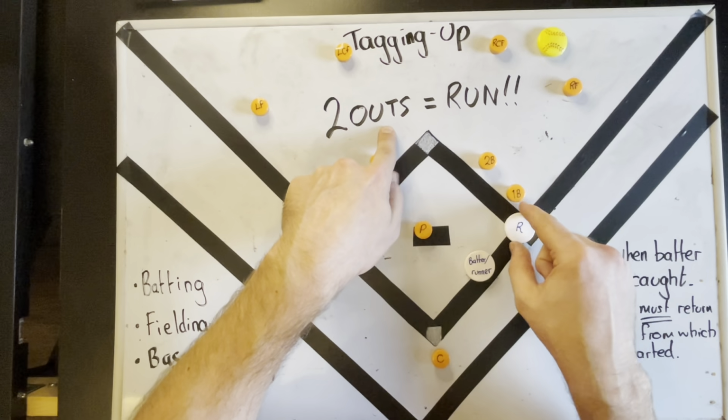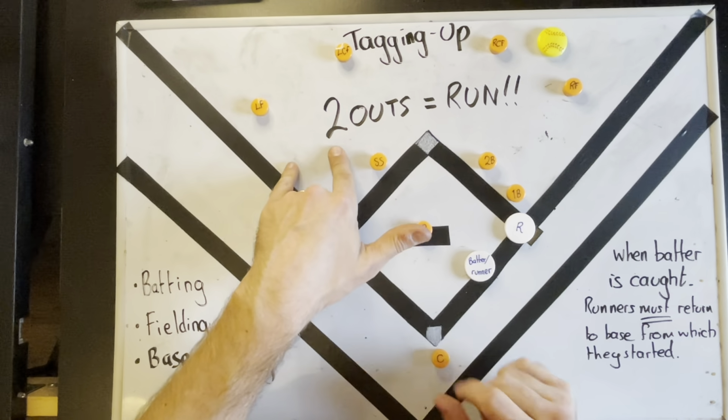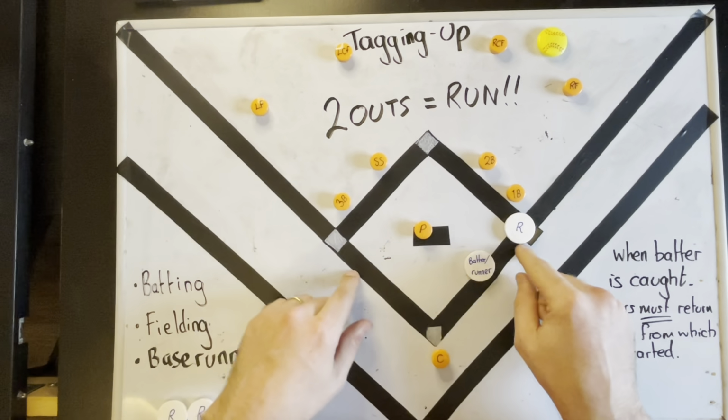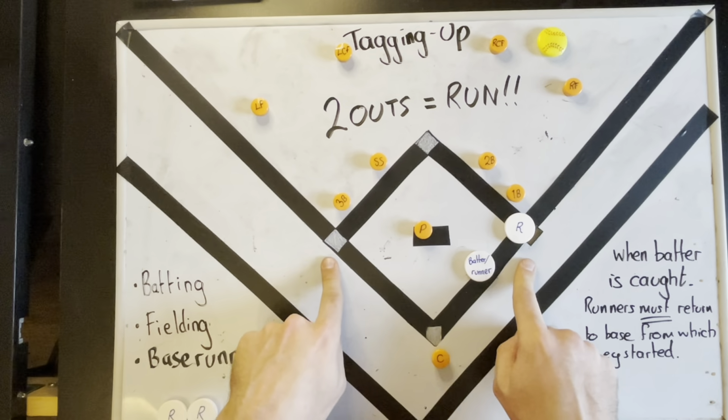So if there are 2 outs, as soon as the ball is hit, you're running. If there are no outs or one out, then follow the tag up rules. Listen to your coach and listen to your base coach.